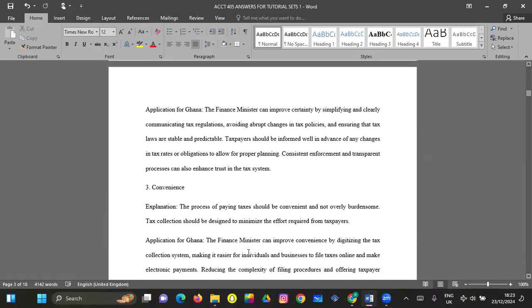So the convenience. Convenience talks about the process of paying taxes should not be overburdensome. Like it should be easy.